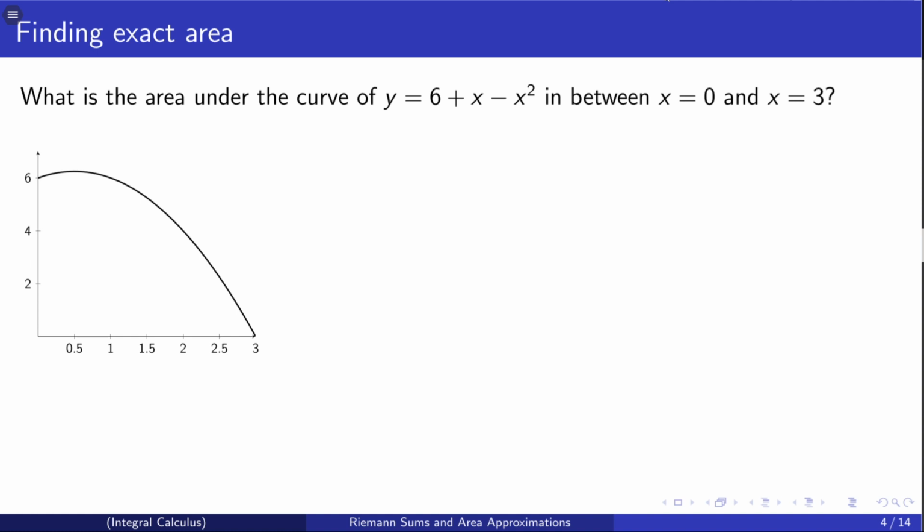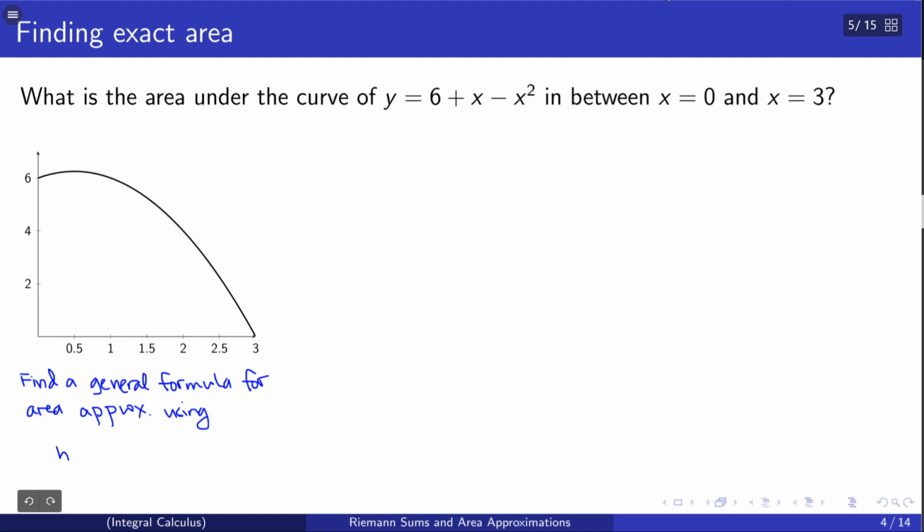Well, so let's try to find here a general formula for an area approximation for this region that depends on n, where we don't set n to be a number. So that's what we're doing here. We'll find a general formula for our area approximation using n rectangles. And let's just assume we're also sticking with the same method of picking the right endpoint for each interval for the height of our rectangle.